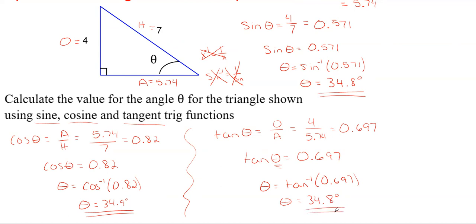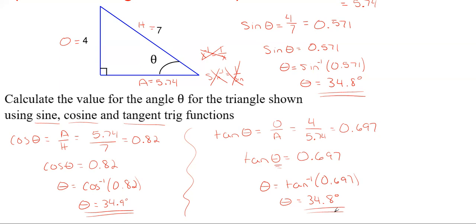So this problem just goes to show you that it doesn't matter which trig function you use, sine, cosine, or tangent, the angle should be the same or extremely close due to rounding issues. But overall, this is why most of the time when you're looking for an unknown angle value, you just use one of these, not all three, because they will all give you the same answer in the end.